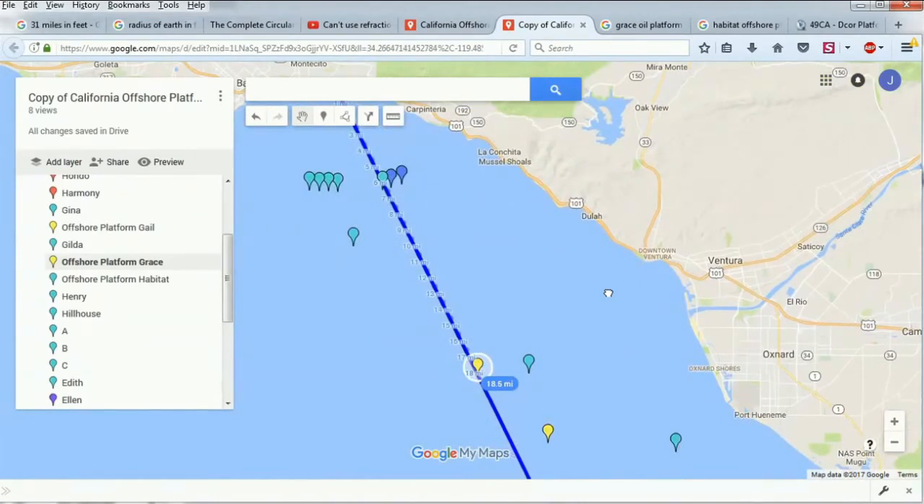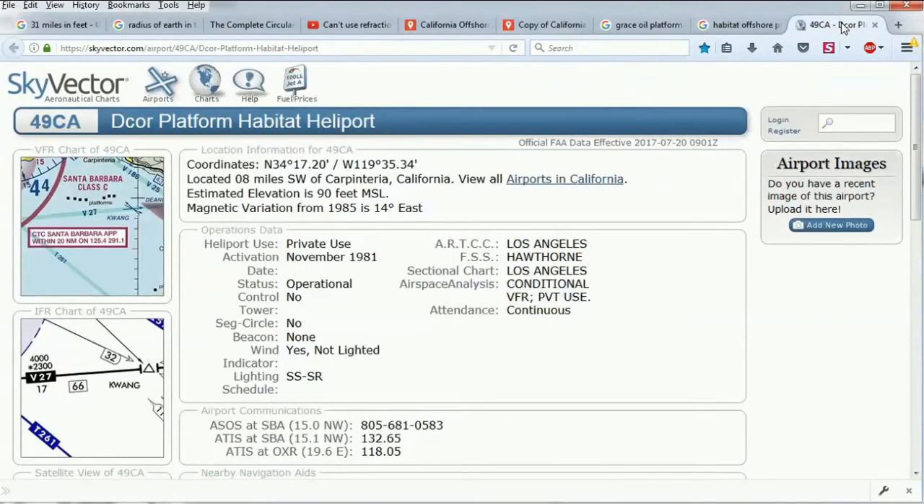But I cannot find that information anywhere online. You just can't find it. And I think the reason is that the helipad was added later on. Helipads are listed in a database with the coordinates and the elevation. Pretty much any sort of airport is going to be. So what I've done here is I'm going to use another platform which does list the elevation of the platform.